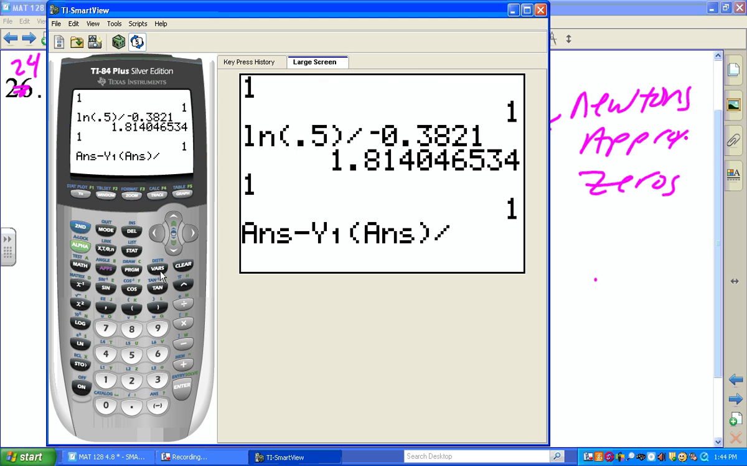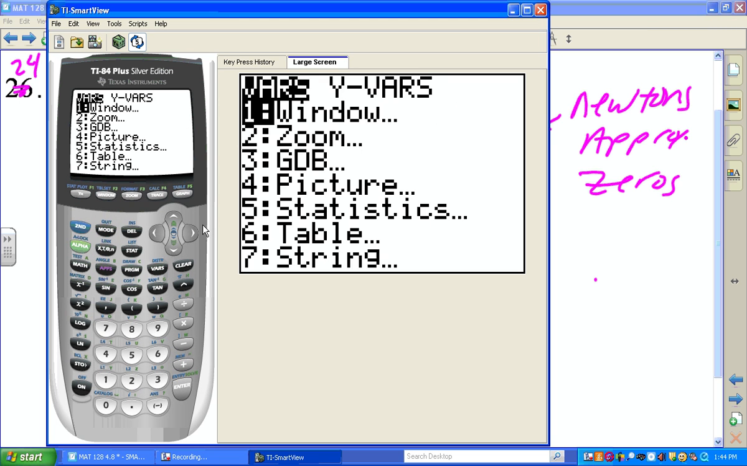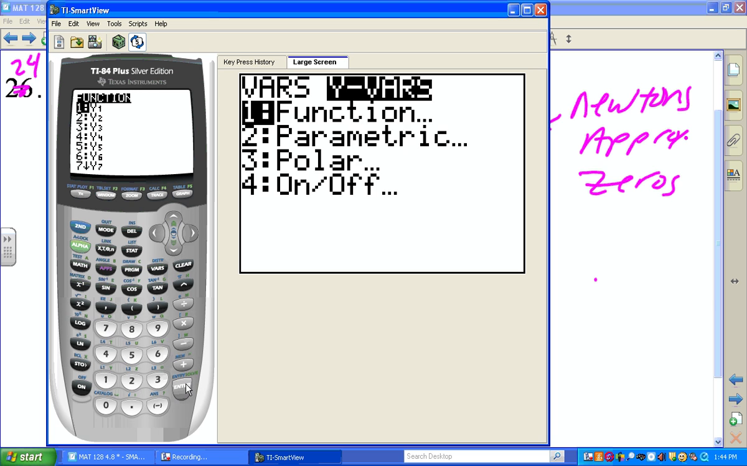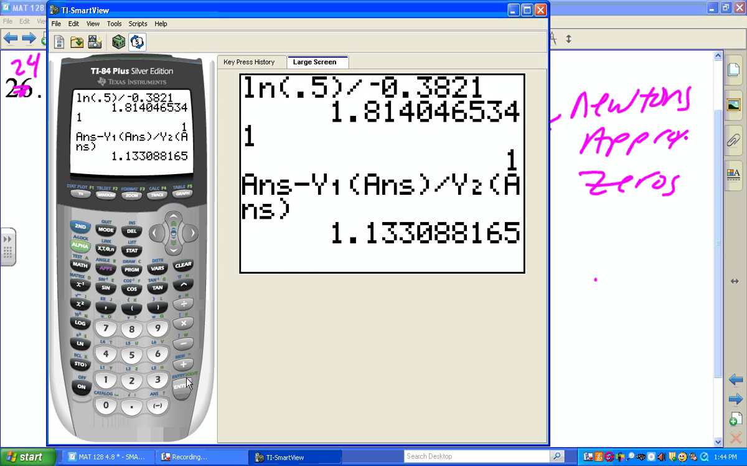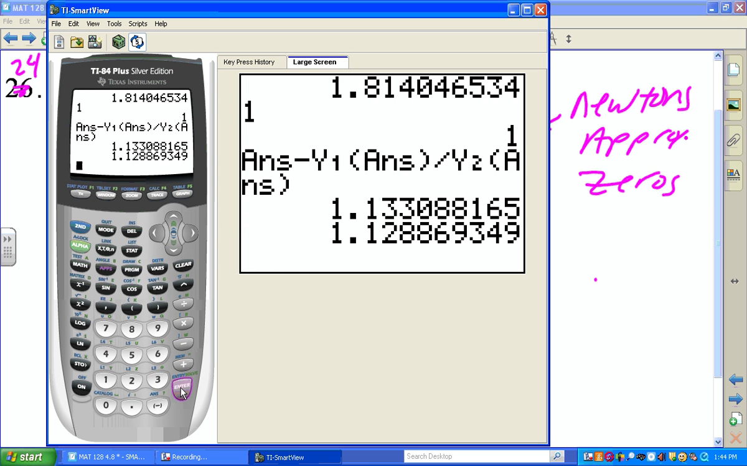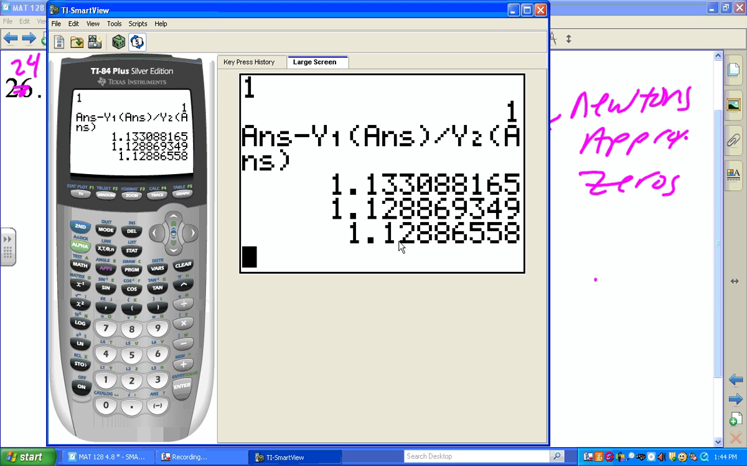Usually, I think it said 4. Vars, y vars, function, y2, second answer, and then we'll close it off. And you can see right away I get to 4 decimal places pretty quick.